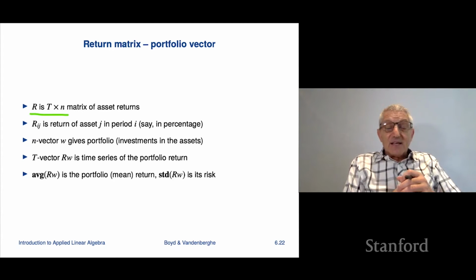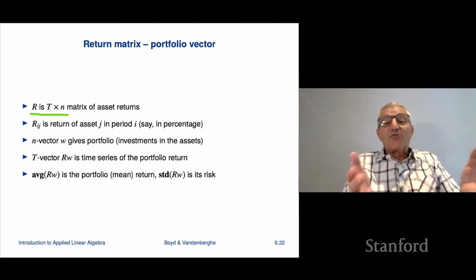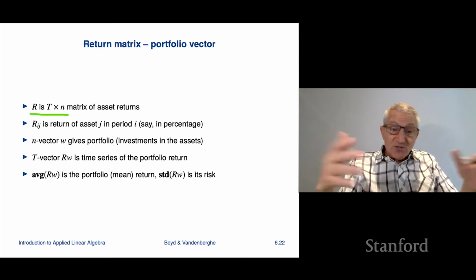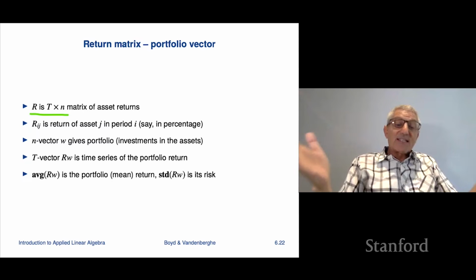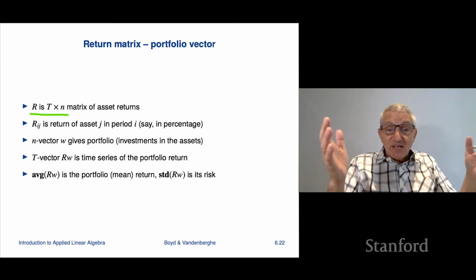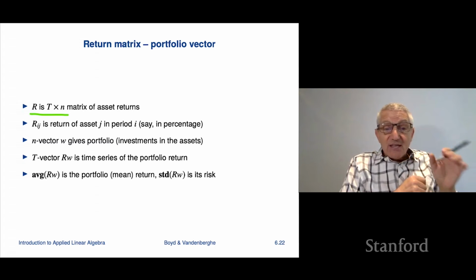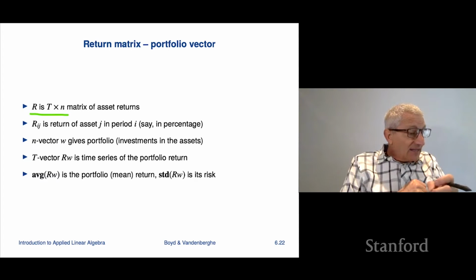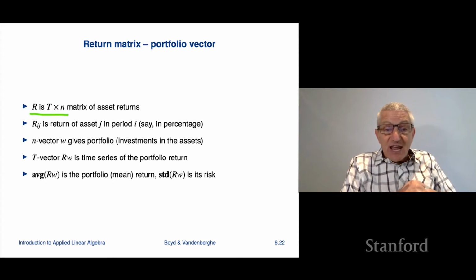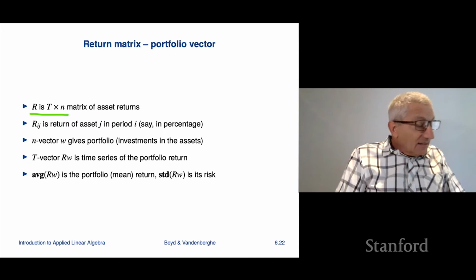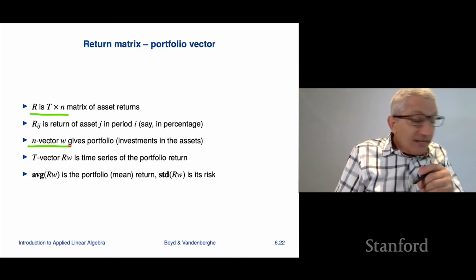That is the slang you would use to refer to the set of assets you're looking at, let's say at a quantitative hedge fund. You'd ask, what's your universe? And in this case, N is the size of the universe of assets. So R_ij is the return of asset j in period i. Let's look at an N-vector w, and it gives a portfolio.